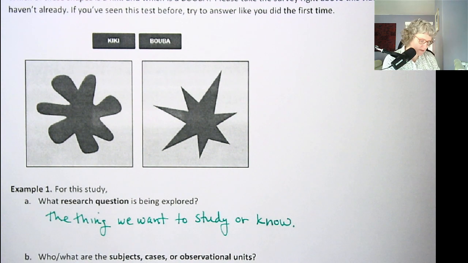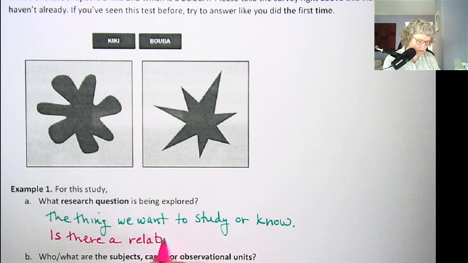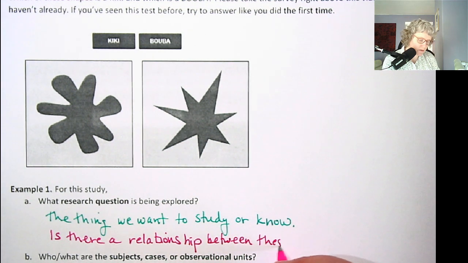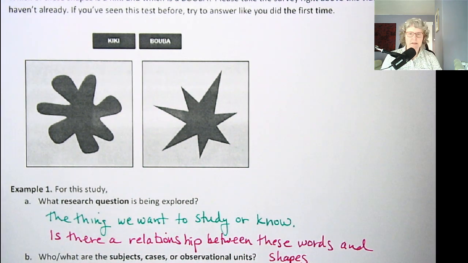So I'm going to say, is there a relationship between these words and shapes? And it's these specific words and shapes we're talking about right now. They could also extend that to other words and shapes if they wanted to.